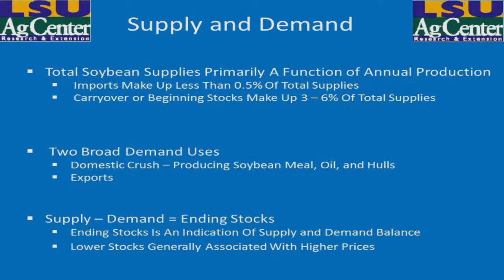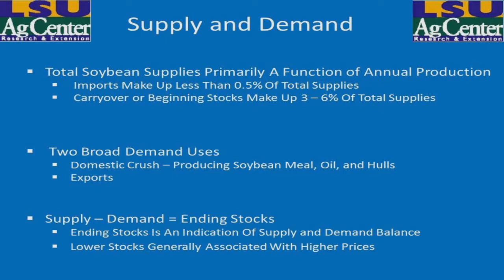So when we look at the total supplies of soybeans that we have to market here in the United States, the vast majority of them are going to come from the crop that we're planting or the crop that we're growing. Historically, about 3 to 6% of our total supplies are carryover stocks, or supplies of soybeans that we had left over from the previous year. So when you look at it, the vast majority of our supplies that we're going to sell or be able to sell in a marketing year is going to be a function of the size of that crop in that given year.